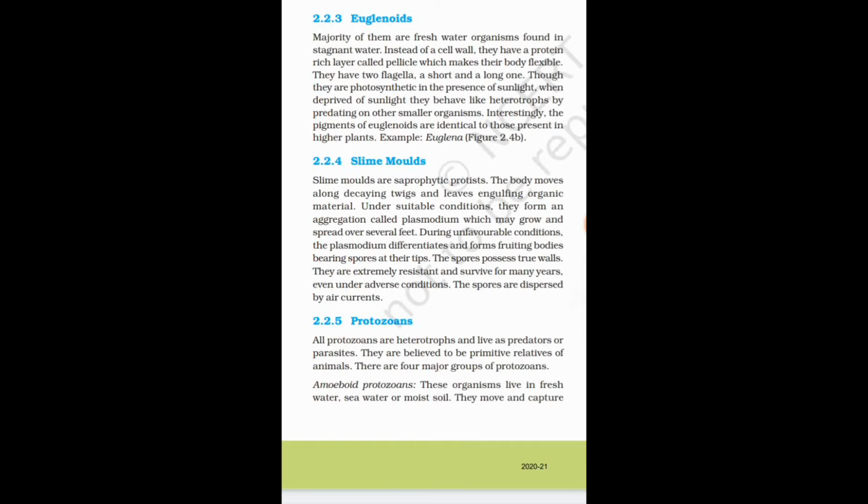2.2.4 Slime molds. Slime molds are saprophytic protists. The body moves along decaying twigs and leaves, engulfing organic material. Under suitable conditions, they form an aggregation called plasmodium, which may grow and spread over several feet. During unfavorable conditions, the plasmodium differentiates and forms fruiting bodies bearing spores at their tips. The spores possess true walls. They are extremely resistant and survive for many years. Even under adverse conditions, the spores are dispersed by air currents.